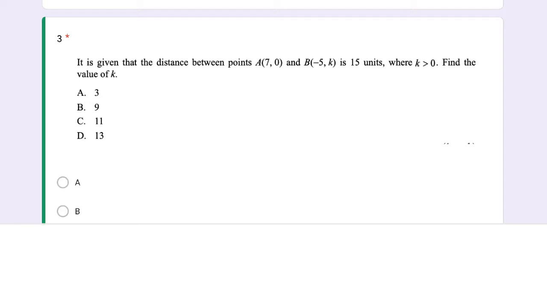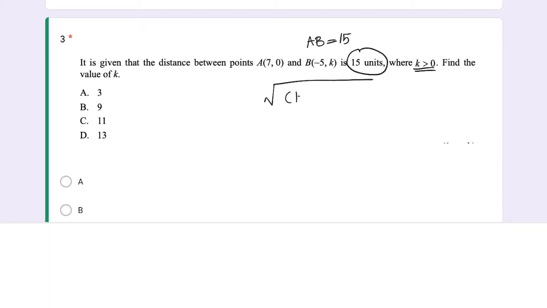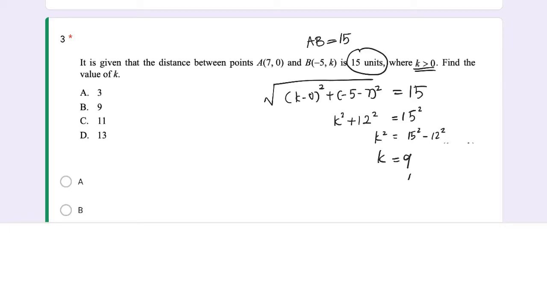For this one, you should know that you're going to use this result. That is why AB equals 15. So now you know that K is greater than 0. That means if you use it in this way, that will be better. So let's see. Like this, and then you have K squared plus 12 squared equals 15 squared. So K squared equals 15 squared minus 12 squared. So K is actually equal to 9, which is B.